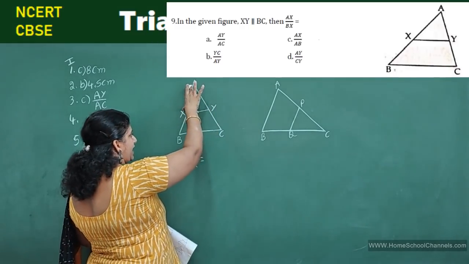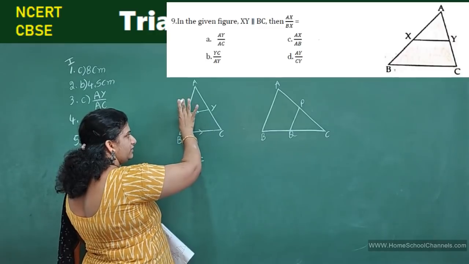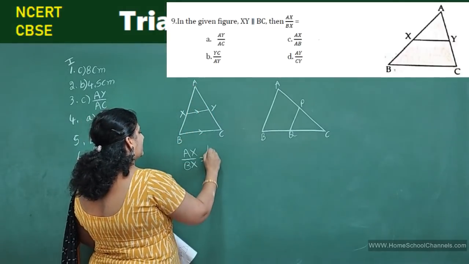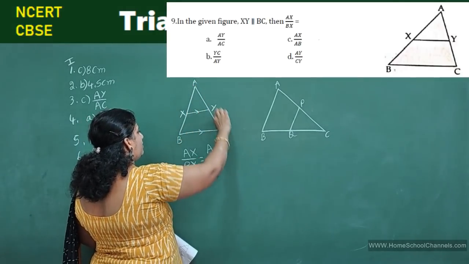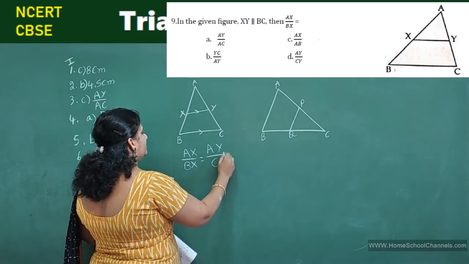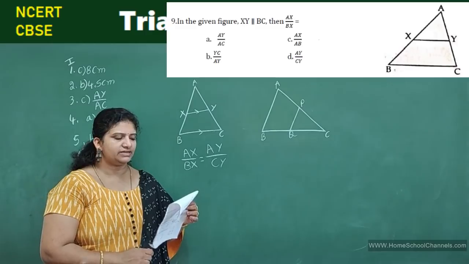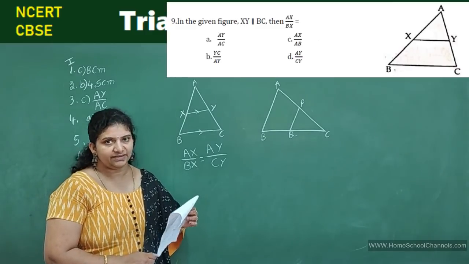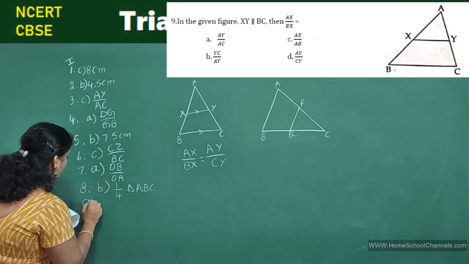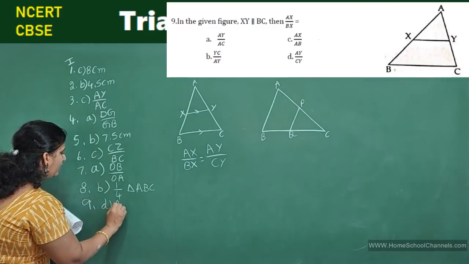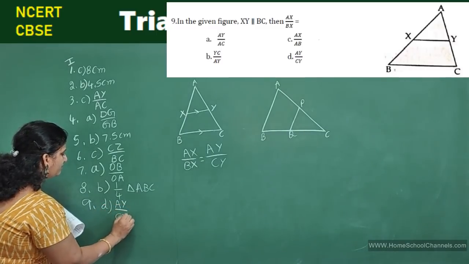So here AX by BX, and here also I will write AY by CY. Check for this option. Do you have this option? Yes. AY by CY. Option D.